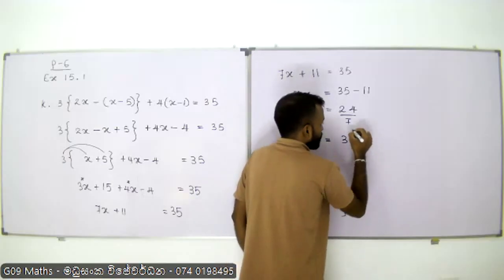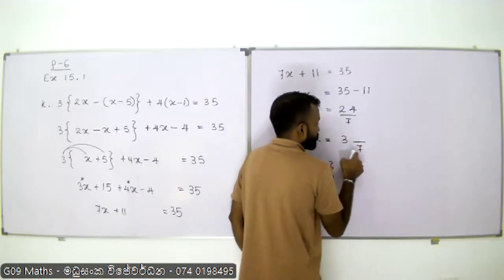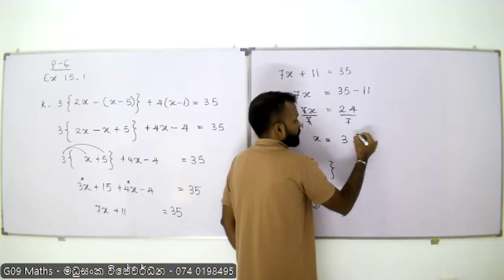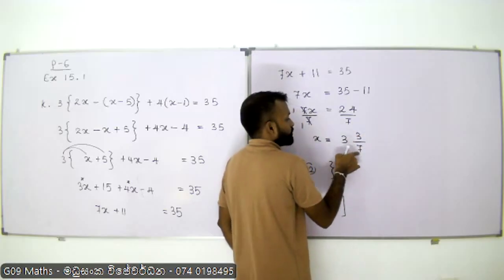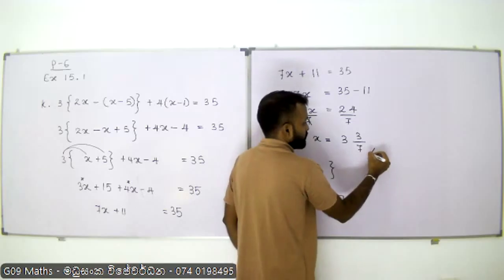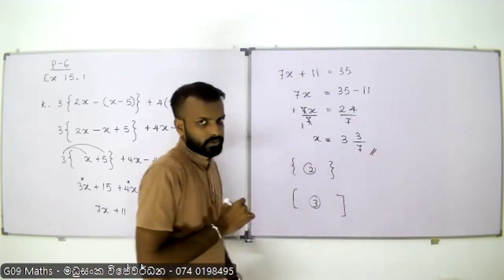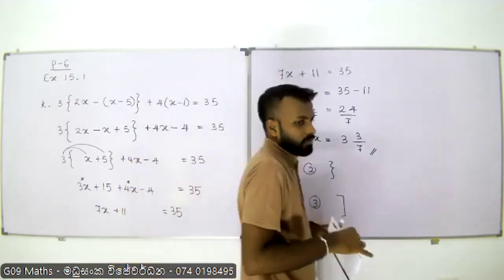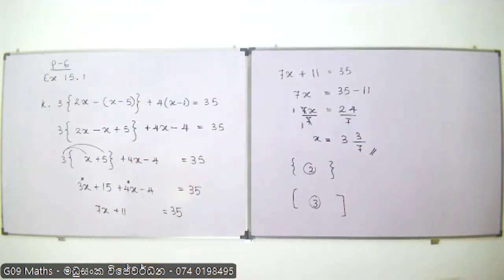So denominator, it won't change. It is 7. 7 times 3, 21. 21 plus rest. Rest is 3. If you add 3 to 7 times 3, 21, 21 plus 3, 24. So this should be your answer. 3 and 3 over 7. Correct? Right. So this is the way you need to solve this.